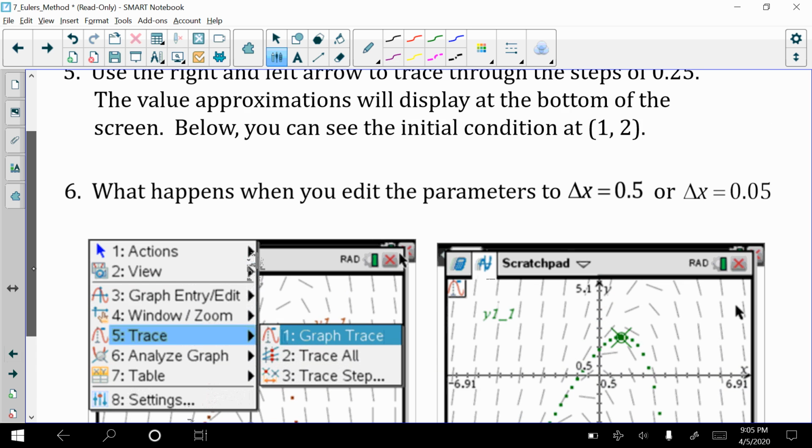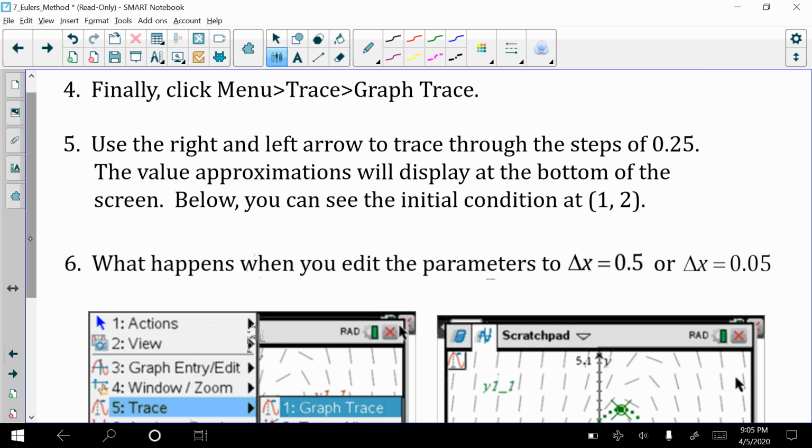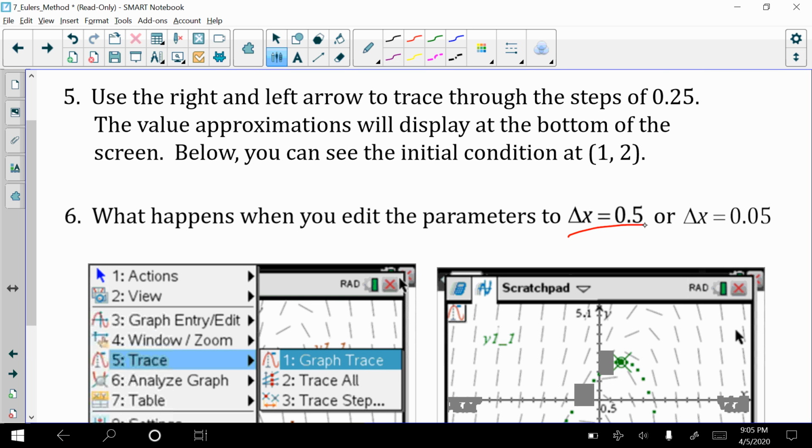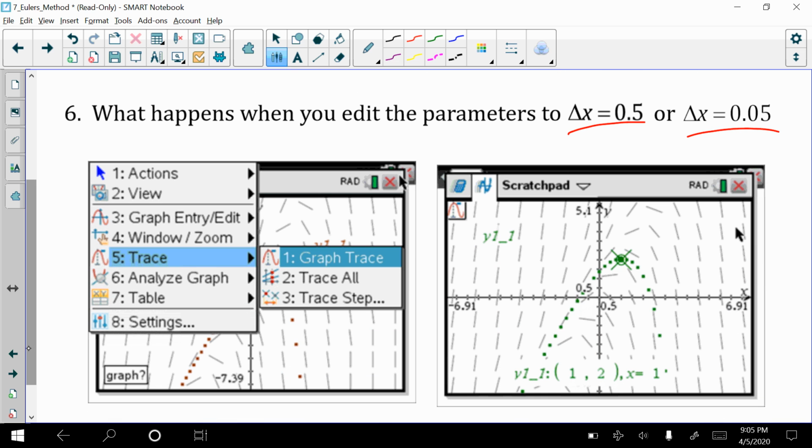The one thing it's asking you to do is really just illustrating how changing delta x is going to increase or decrease your accuracy. When you graph it, see what it looks like. Then change delta x to be 0.5 instead of 0.25, and then change delta x to be 0.05, and see how much closer or further apart the points, these dots that make up the Euler approximation, get based on how accurate they are, by making delta x either bigger or smaller.